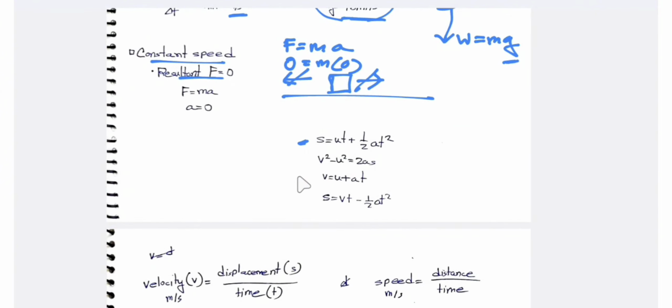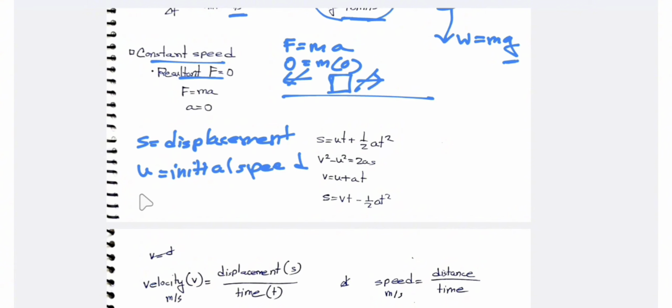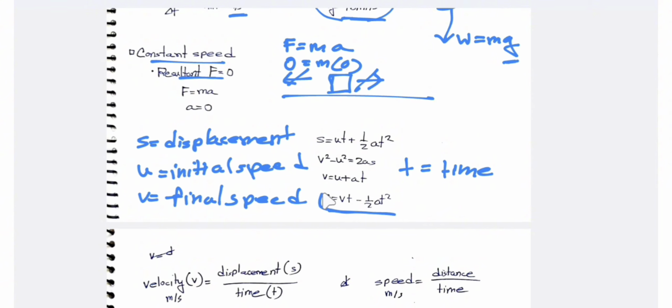Then we need to use these formulas for kinematics, that is the equations of motion. S is equal to ut plus half at squared, where S is the displacement, u is the initial speed, v is the final speed, and t is the time taken. Then v squared minus u squared is equal to 2as, v is equal to u plus at, and sometimes we need to use S is equal to vt minus half at squared, but we don't use it regularly.